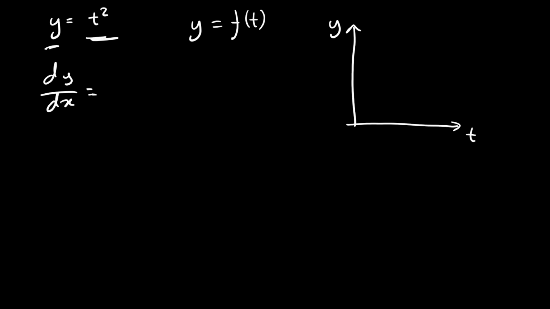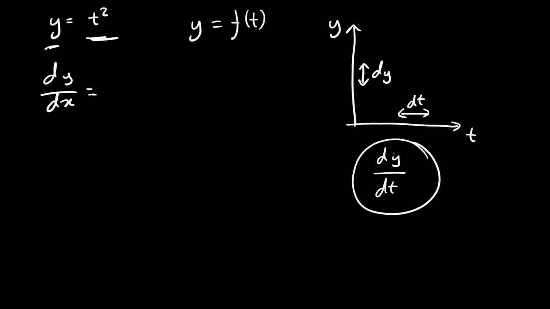So when I go through the whole first principles process and find the gradient, my change in my vertical distance would be dy, but the change in my horizontal distance wouldn't be dx anymore, it would be dt. So my gradient is given by the change in my vertical distance divided by my change in my horizontal distance. So it would be dy by dt now. When I differentiate, it would be dy by dt.